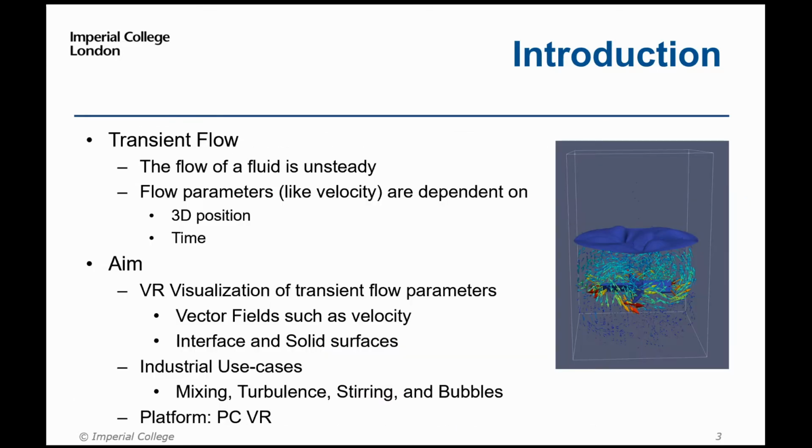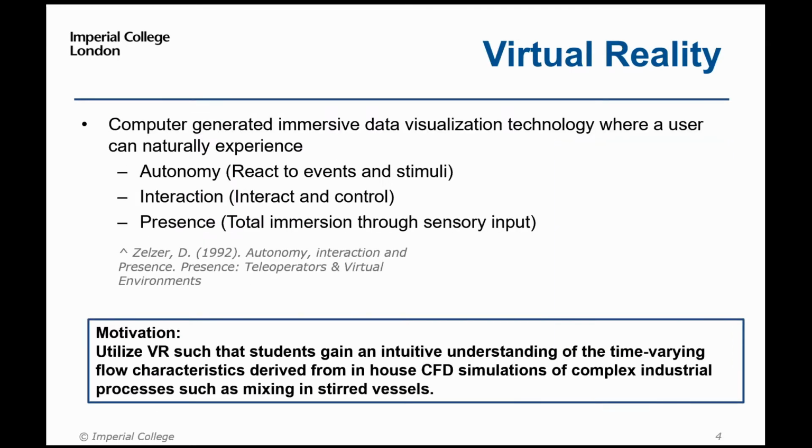A transient flow is a type of flow when fluid is unsteady. The flow parameters such as velocity and pressure are dependent on 3D position as well as time. Our aim is to design a PCVR system where a transient flow can be visualized in an interactive manner. In this work, we have visualized transient flow parameters that are limited to vector fields such as velocity and 3D objects such as interfaces and surface geometries. With this approach, we are able to visualize simple as well as complex industrial transient flows such as mixing, turbulence, stirring, and bubbles.